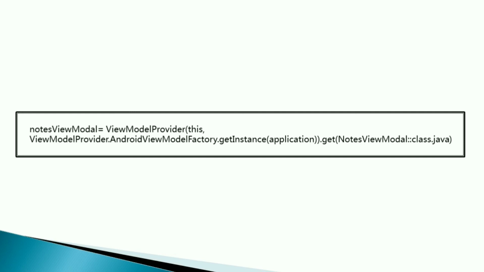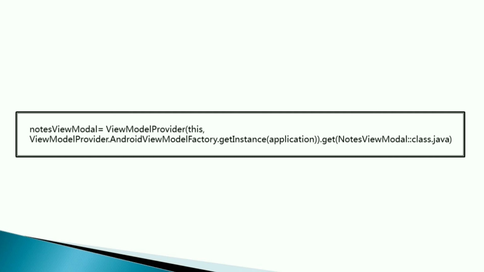This class requires two parameters. First parameter is of type class ViewModelStore. This class stores view models. We have passed this as argument for first parameter. Second parameter is AndroidViewModelFactory. We are calling static method getInstance on ViewModelProvider.AndroidViewModelFactory. This method retrieves instance of AndroidViewModelFactory.